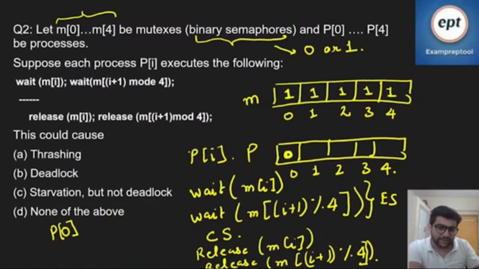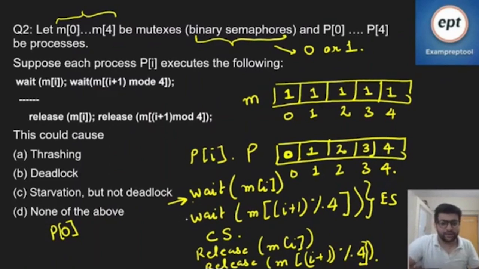And again, if we see the P1 process, it also gets preempted after executing this particular instruction. So we are assuming that all the processes get preempted after executing this wait Mi instruction. So when the P1 process executes, the M1 mutex will be locked by this particular process. And similarly, we can say that the mutex M2 will be locked by P2, mutex M3 will be locked by P3, and mutex M4 will be locked by P4.